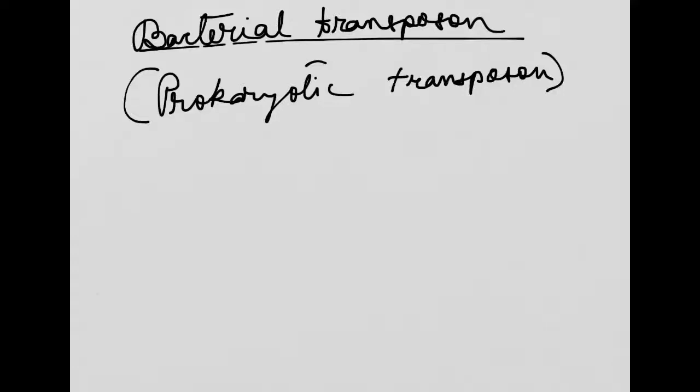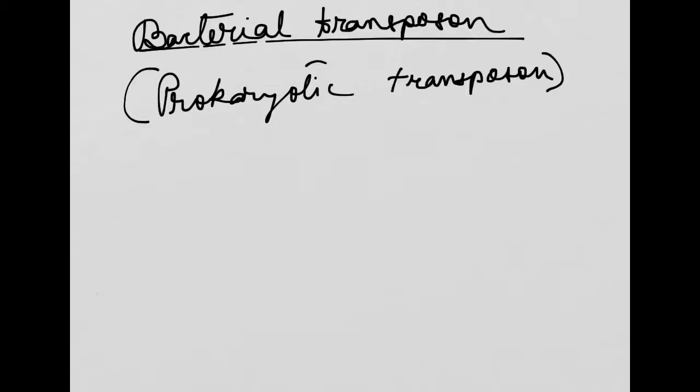Hello everyone, in this video we will talk about bacterial transposons. There are types of transposon found in prokaryotic organisms. I have a separate video on transposons, if you want to know what transposons are, what the types of transposons are, and what the mechanism of transposition is, please go through that video.